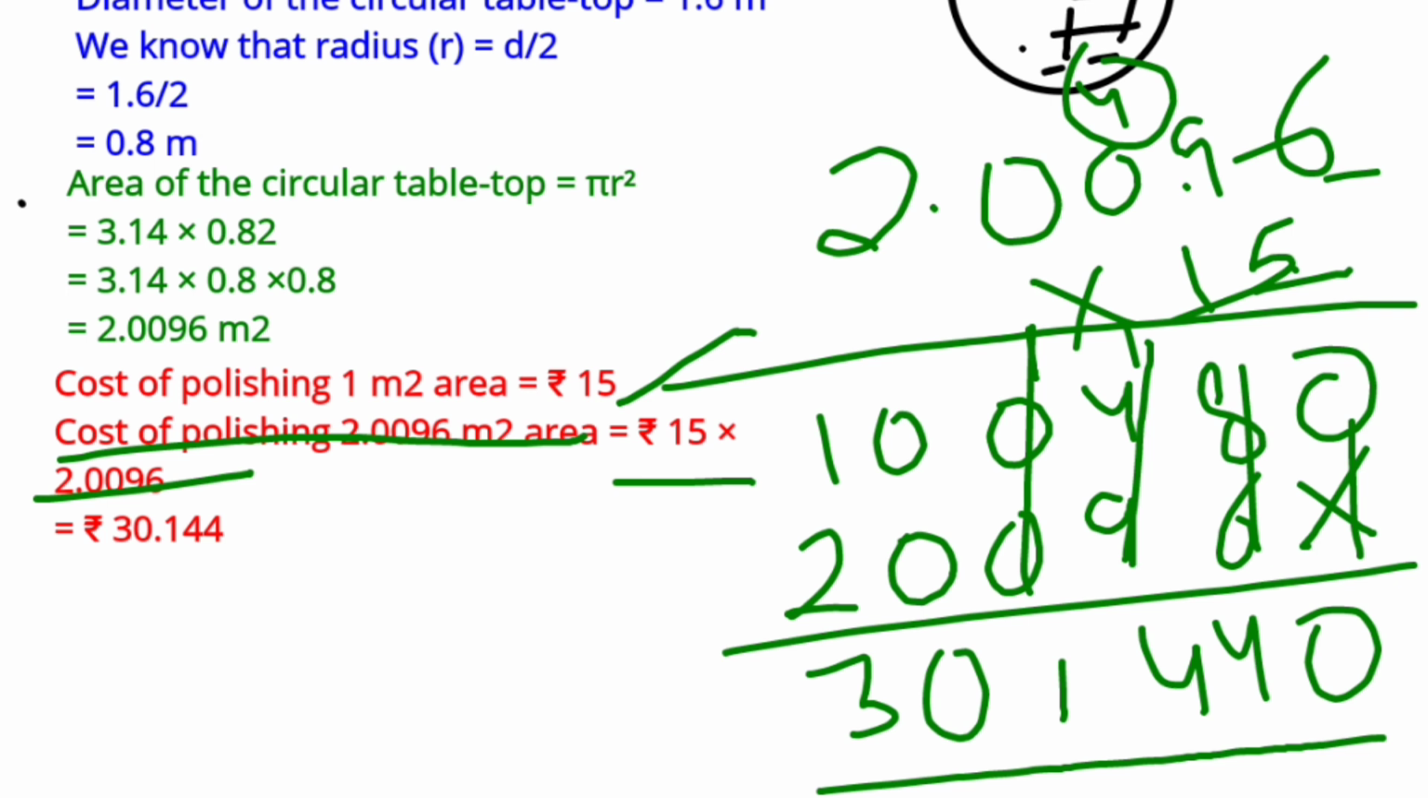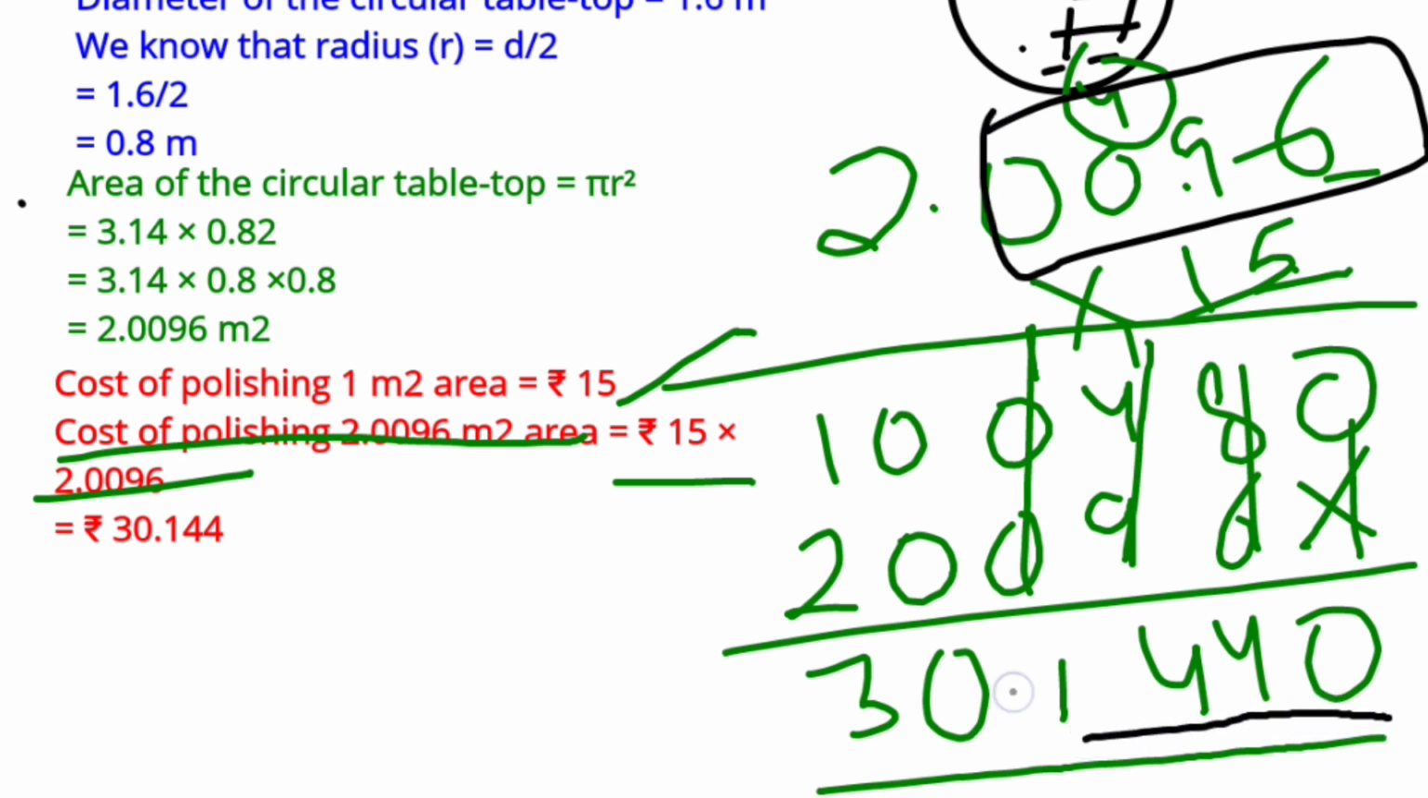301440, but this is not your answer. Count the digits that are before the decimal. 1, 2, 3, 4. So we'll put the decimal after 4 digits from the right-hand side. 30.1440 rupees is the cost of polishing the given circular tabletop.